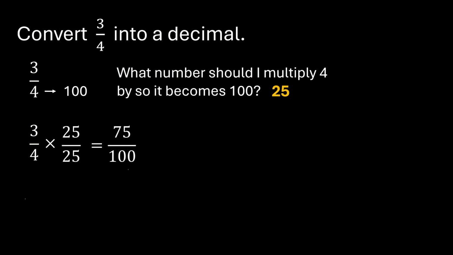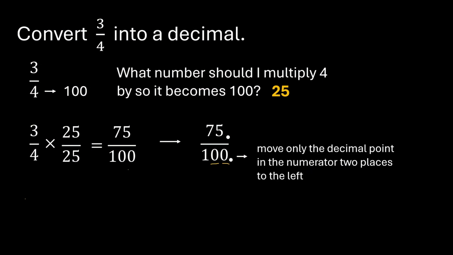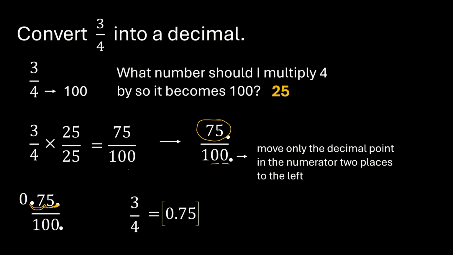3/4 times 25 over 25 equals 75 over 100. Again, remember that every whole number has an invisible decimal point. So we can think of this fraction as 75 over 100. Notice that 100 has 2 zeros. That means we move only the decimal point in the numerator 2 places to the left. The denominator's decimal point stays where it is because it is only serving as our guide. Therefore, 3/4 equals 0.75.